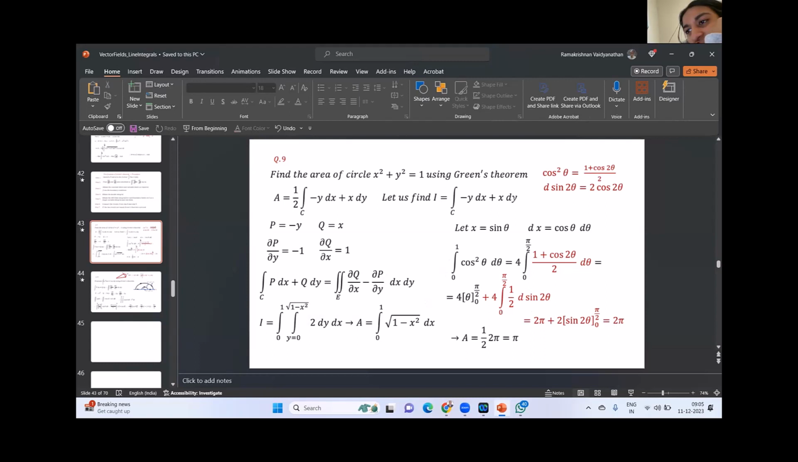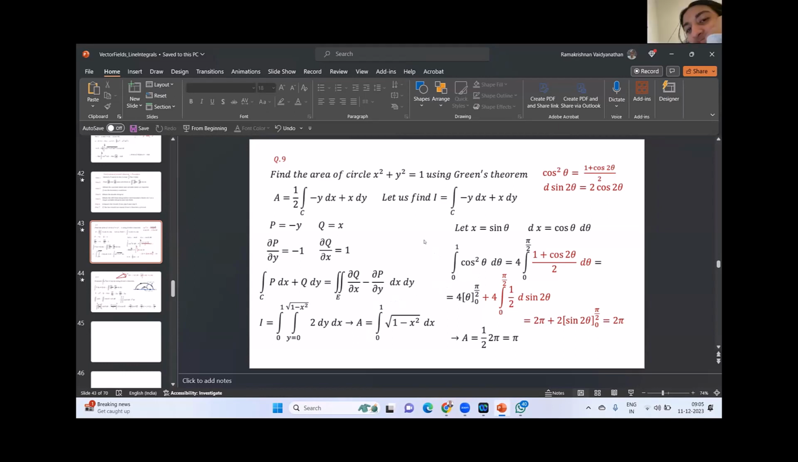Because this one, x is equal to sine theta, dx is equal to cos theta d theta. I'm putting x is equal to sine theta. Therefore, this becomes cos squared theta because dx is cos theta d theta. And this is 1 minus sine squared, which is cos squared. Square root of cos squared is cos theta. Therefore, this becomes cos squared theta d theta. And the integral limit is 0 to 1.